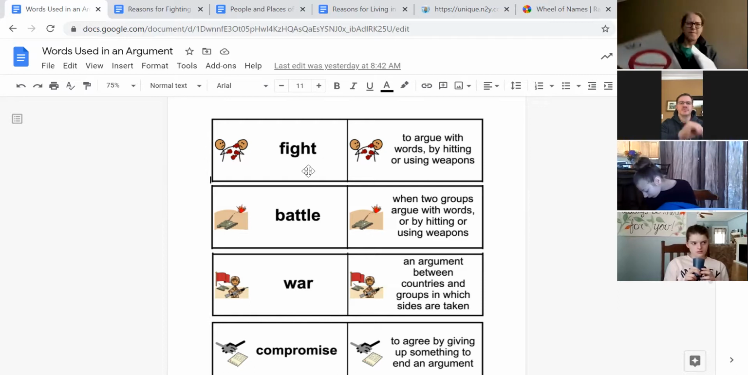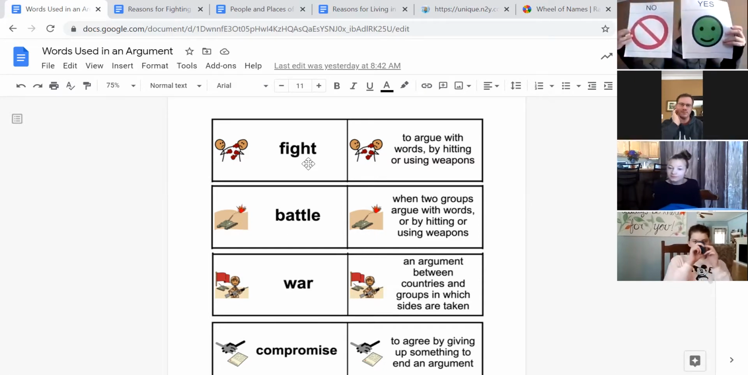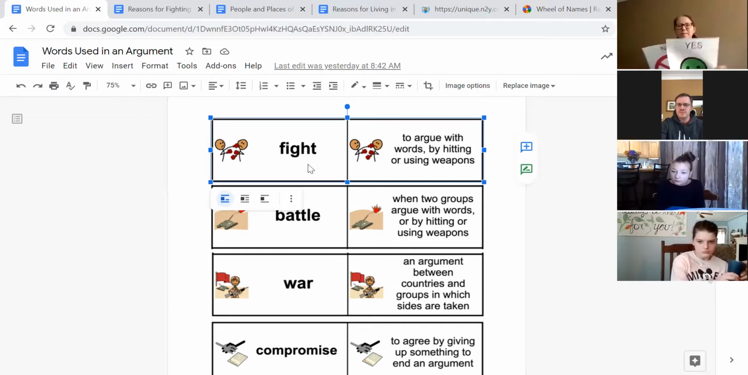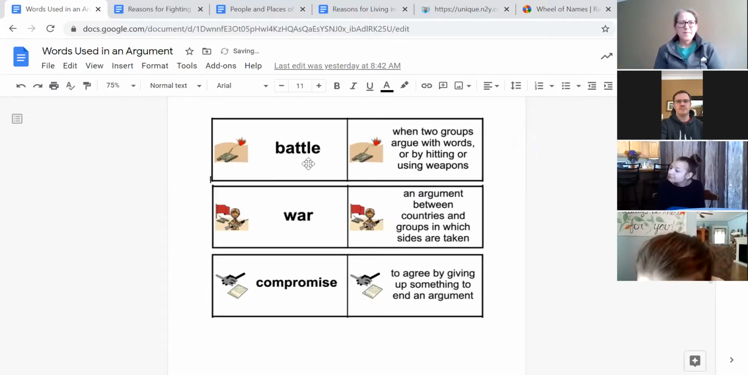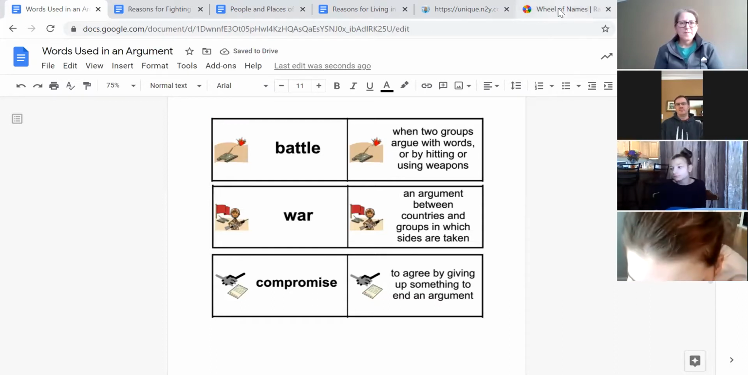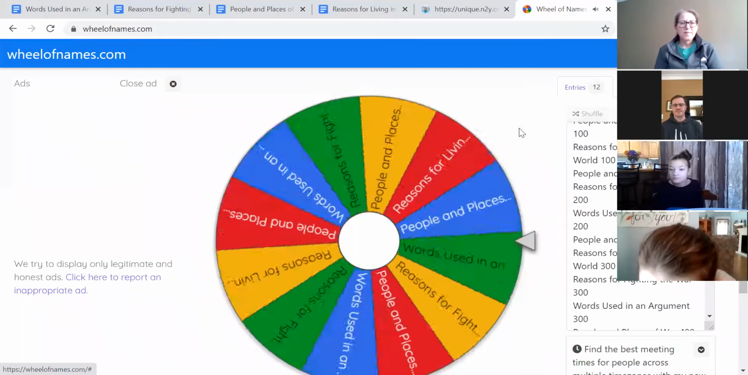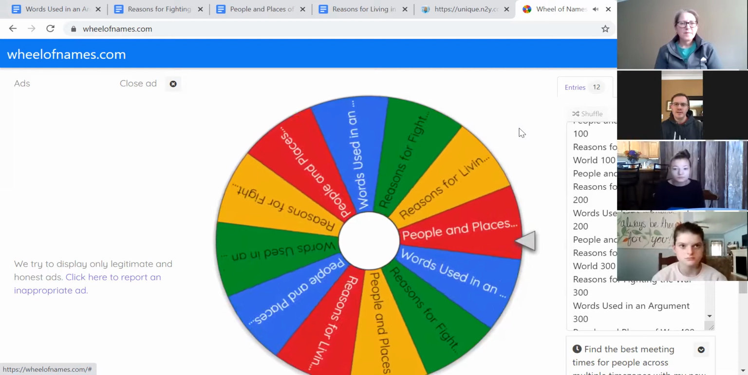Let's look. What about fight? Does fight mean to argue with words by hitting or using weapons? Yes or no? Yes. Fighting means to argue with words, hitting, or weapons. It's not something we want to do. Okay, here we go for the next one. Where's it gonna land?